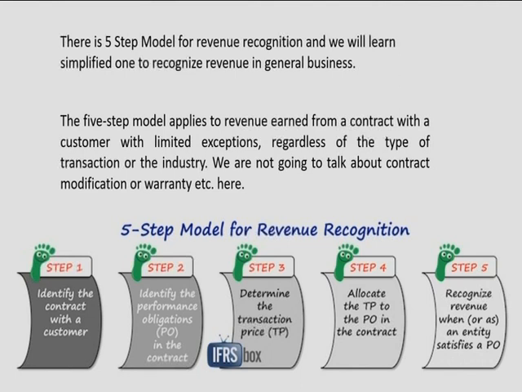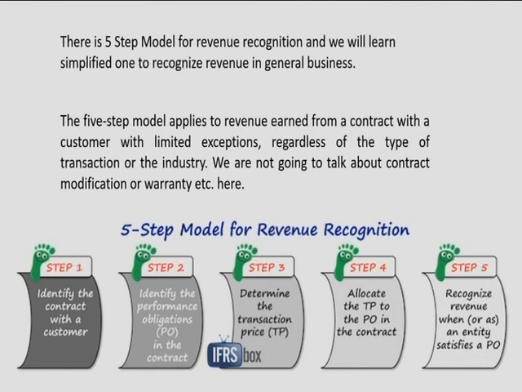These are the five steps to recognize revenue from contracts with customers. Step number 1, identify the contract with a customer. Step number 2, identify the performance obligation in the contract. Step number 3, determine the transaction price.